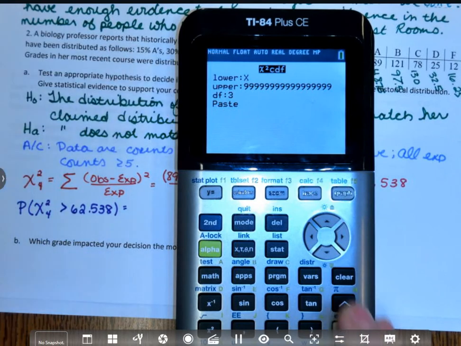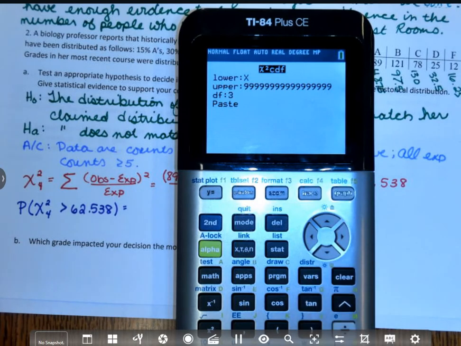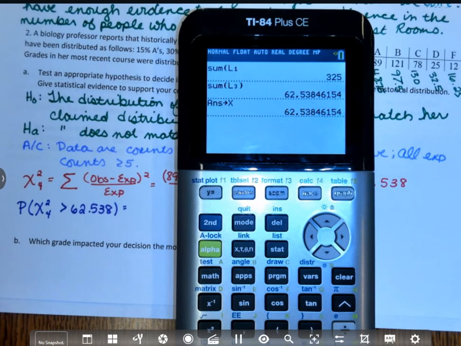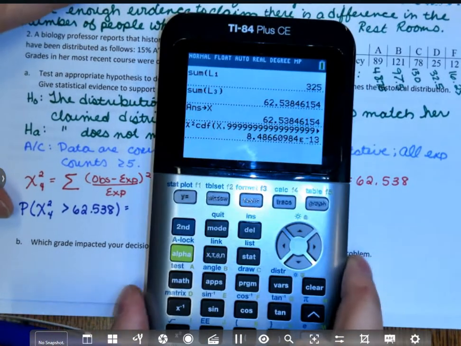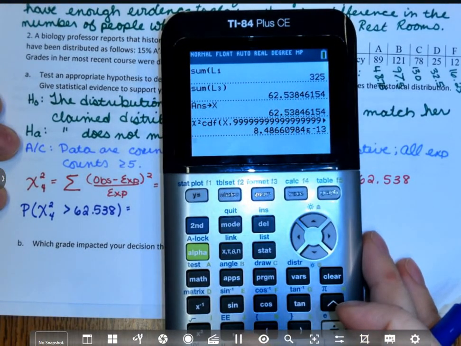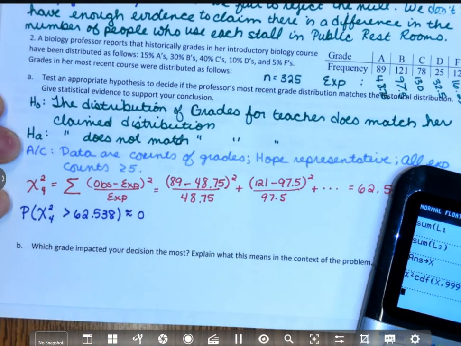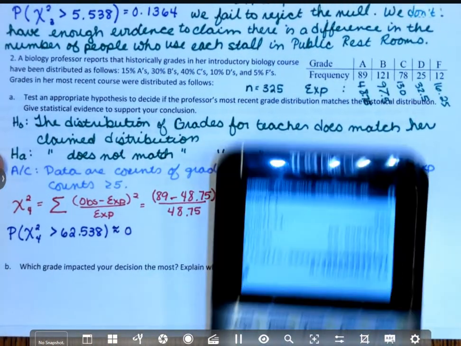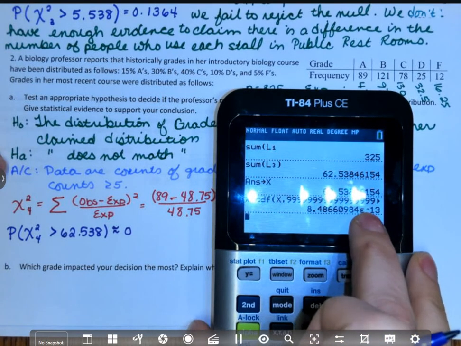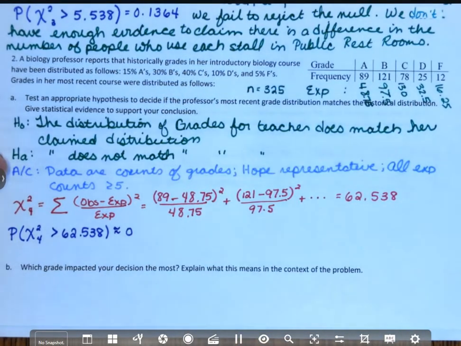The only thing I have to change is what? What do I need to change? Degrees of freedom is now 4. And so what do we get? We get approximately 0. Whenever you see that e, and that's e to the negative 13. That's like crazy 0. That's teeny tiny. So what does that mean?